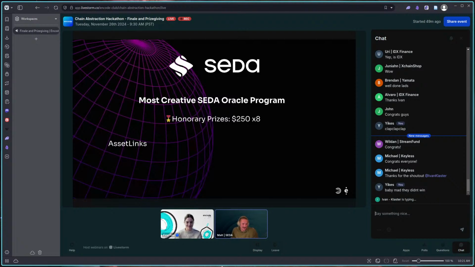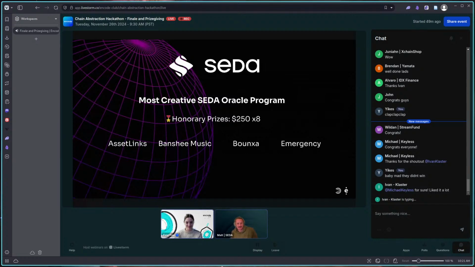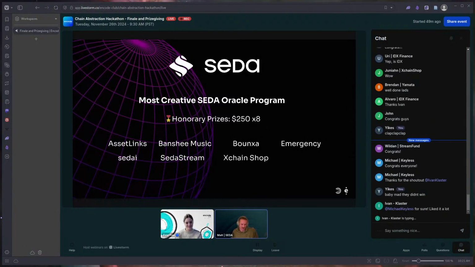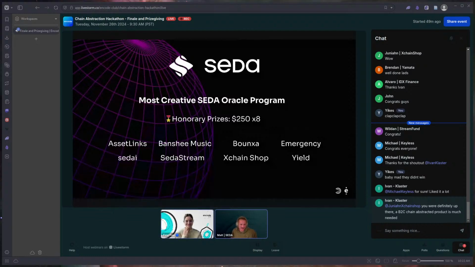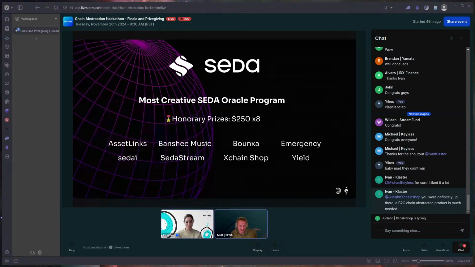Up front, asset links, Banshee Music, Bouncer, Emergency, Say Die, love the name. Say to Stream, also love the name. Exchange Shop, and Yield. Amazing job, everyone. Just a quick shout out from our side as well, because we didn't know what was going to get built, but when you have access to any data, amazing things get built. So thanks everyone for participating who used the SEDA Oracle programs.